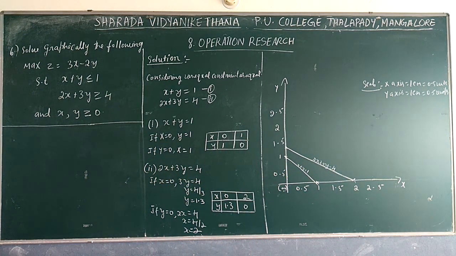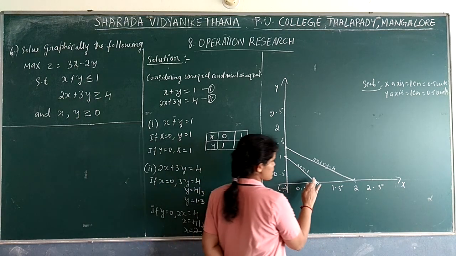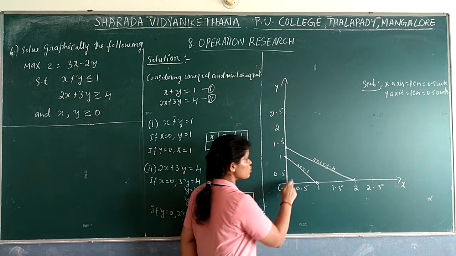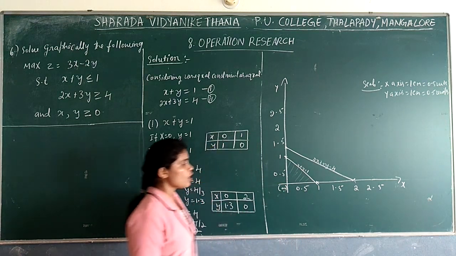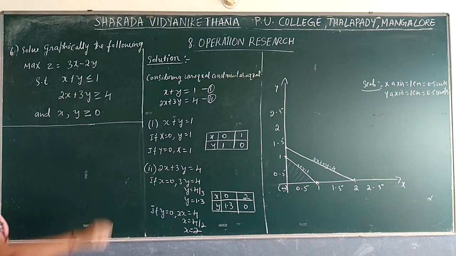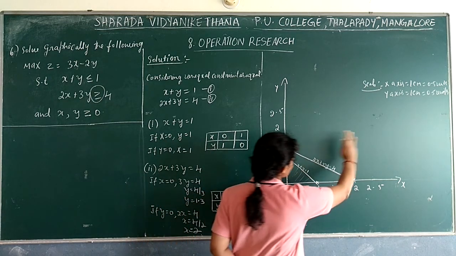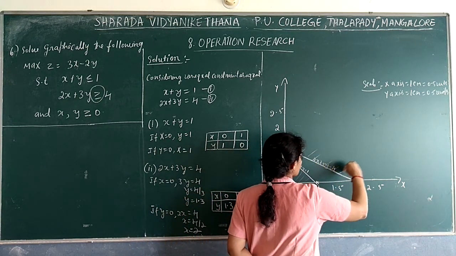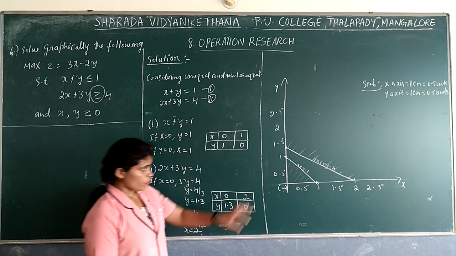Now see the sign. The first one, x plus y, is less than or equal to 1. Less than means it comes towards the origin, towards the 0. So the shading will come to this side. Now for the second equation, you see the sign is greater than, which means it moves away from the origin. Now you find the feasible region.